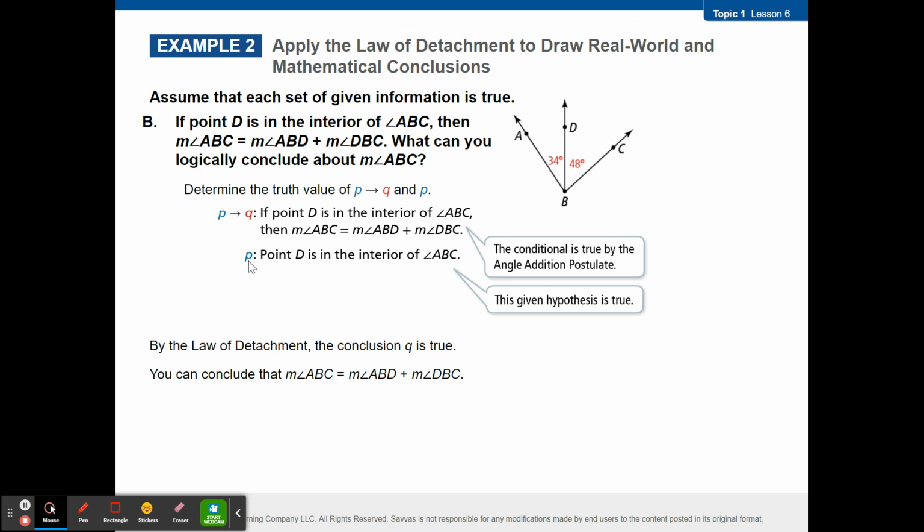So in this case, the hypothesis, point D is on the interior of ABC. That has to be true, right? And if we look at the picture, it's definitely true. So by the law of detachment, the conclusion is true. So you can conclude that the measure of this entire angle is equal to the two individual angles. Okay? Why don't you guys take a minute and do 2A and 2B?